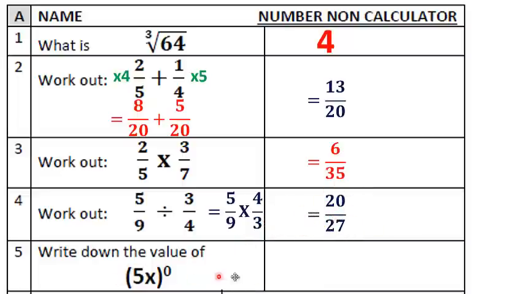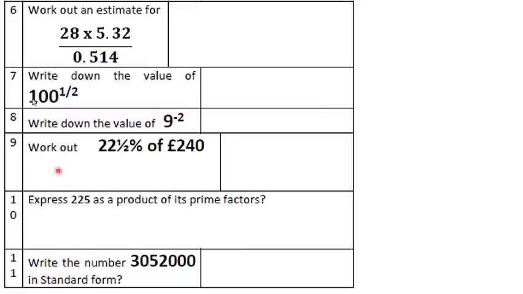Question 5 should be pretty straightforward. Anything to the power of 0, anything, even a letter to the power of 0 is 1. Okay, so that is going to be 1. Because it's all in brackets, that means 5x is all to the power of 0, and it's 1. Okay, going on to question 6.